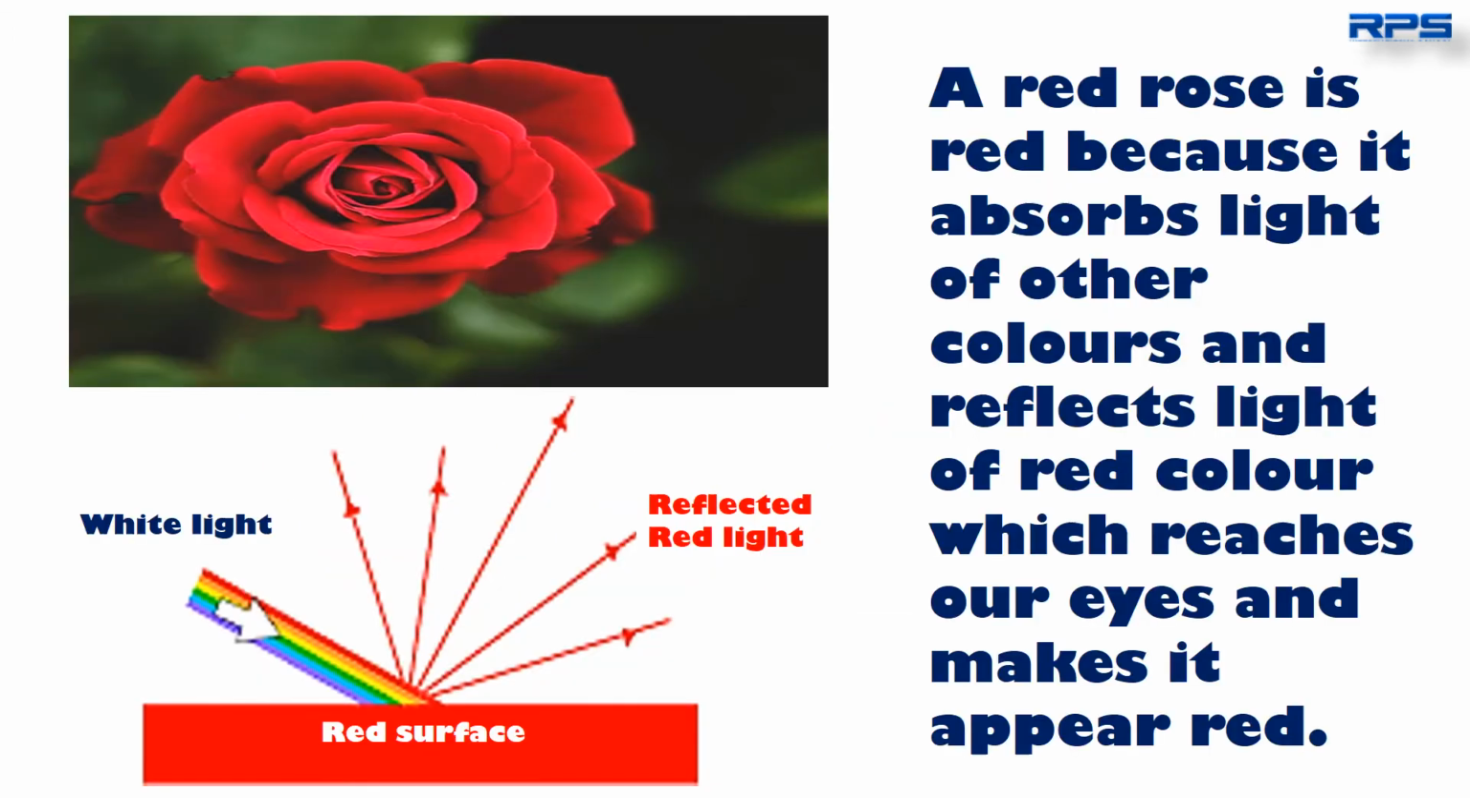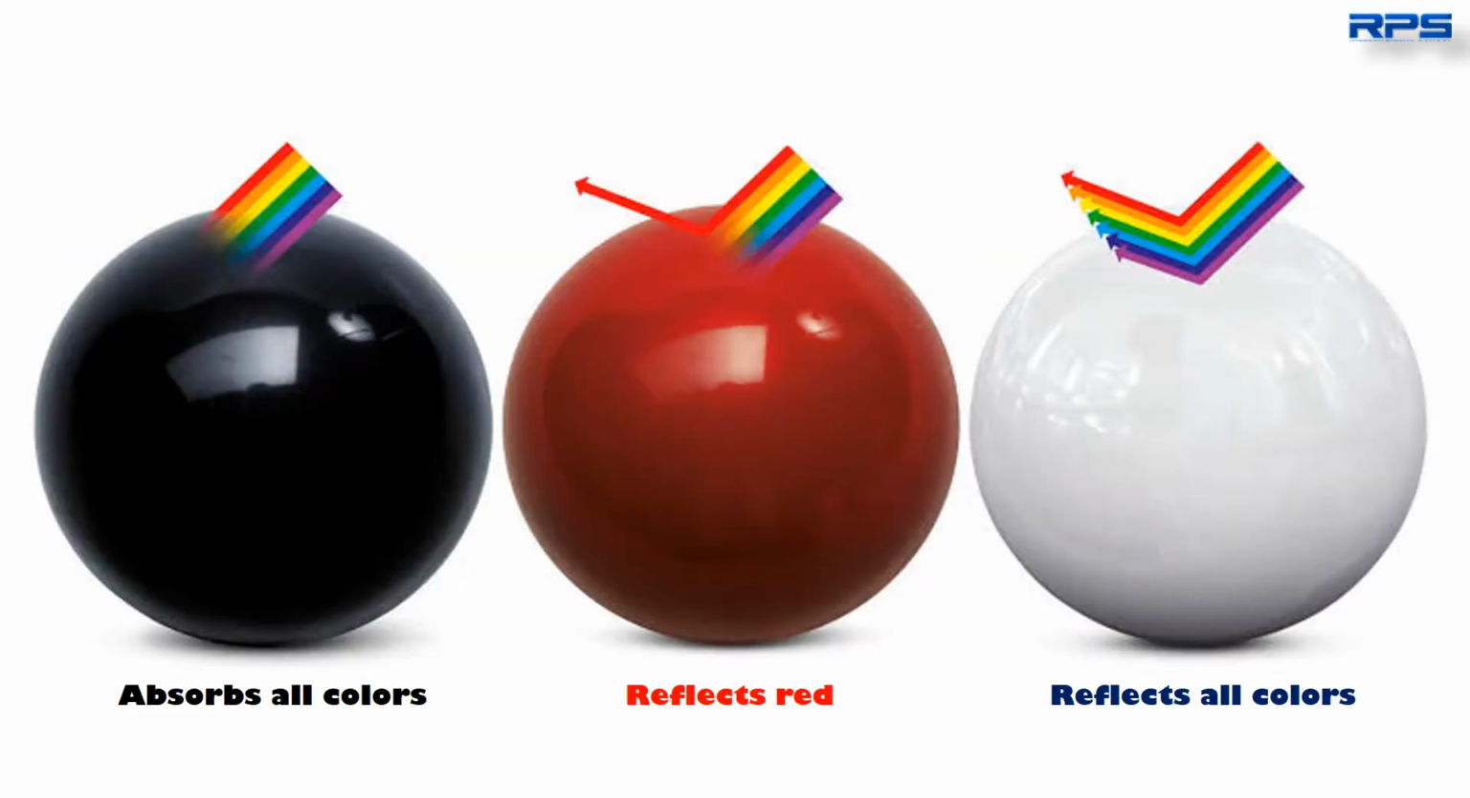A red rose is red because it absorbs light of other colors and reflects light of red color, which reaches our eyes and makes it appear red. Do you know why objects appear black or white? Black objects absorb all the colors of light, whereas white objects reflect all the colors present in light.